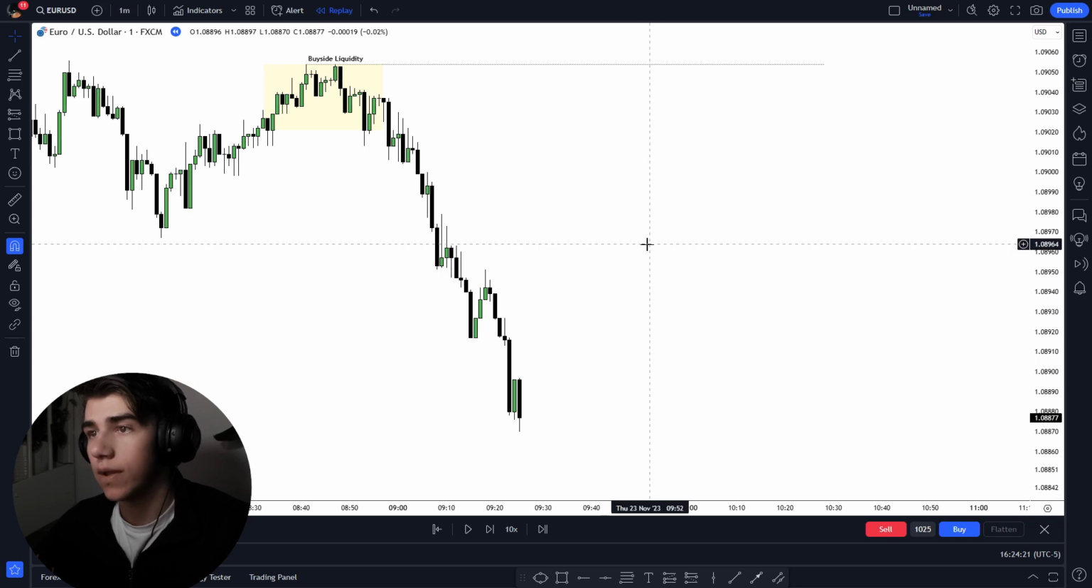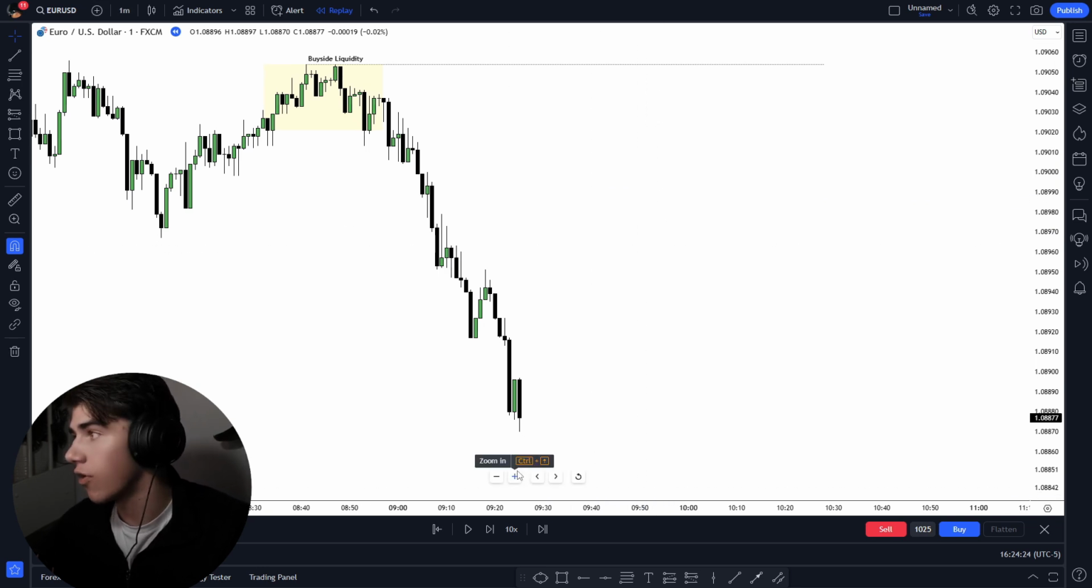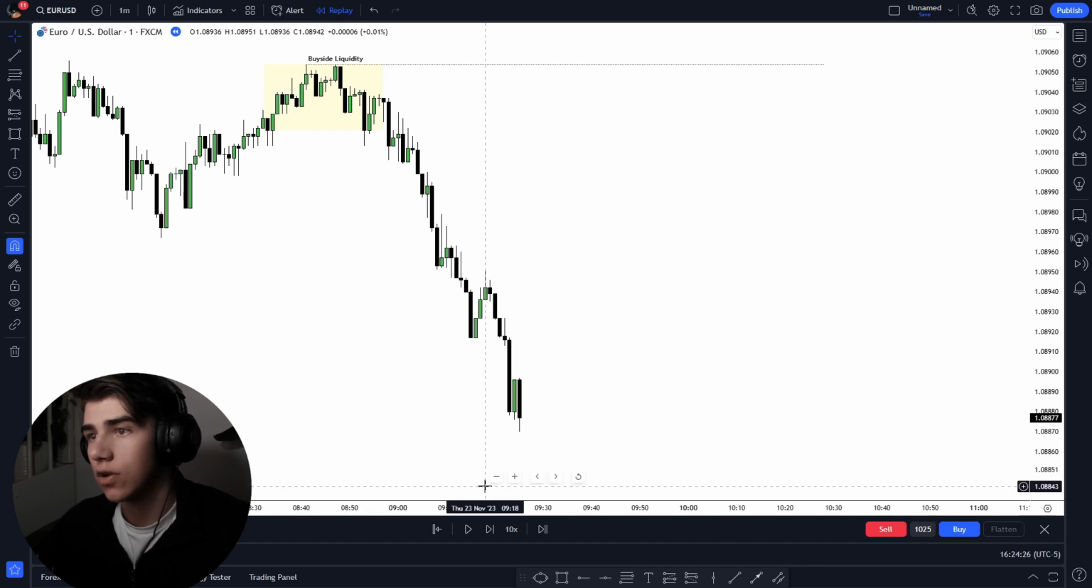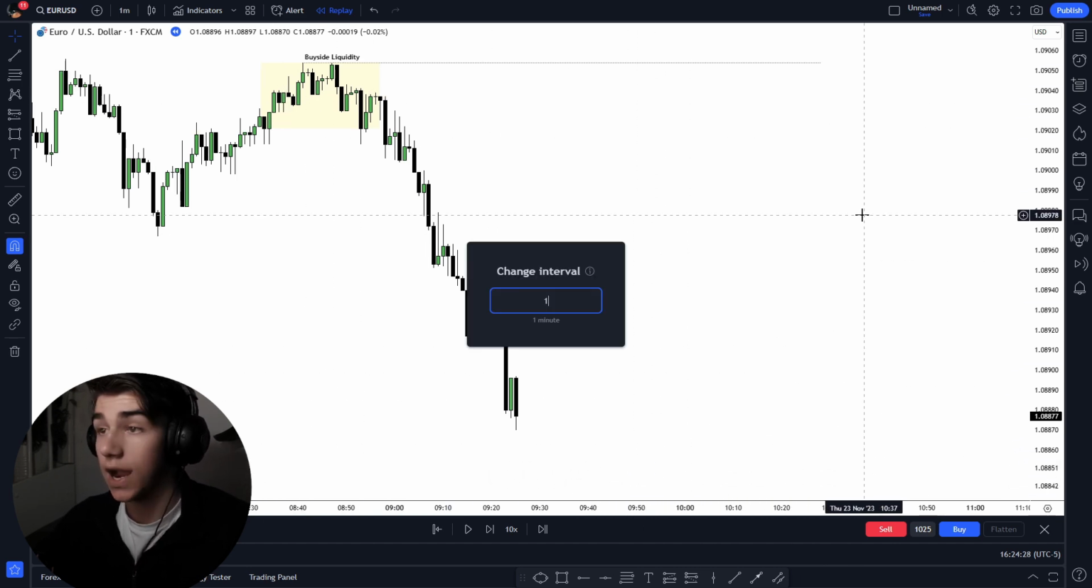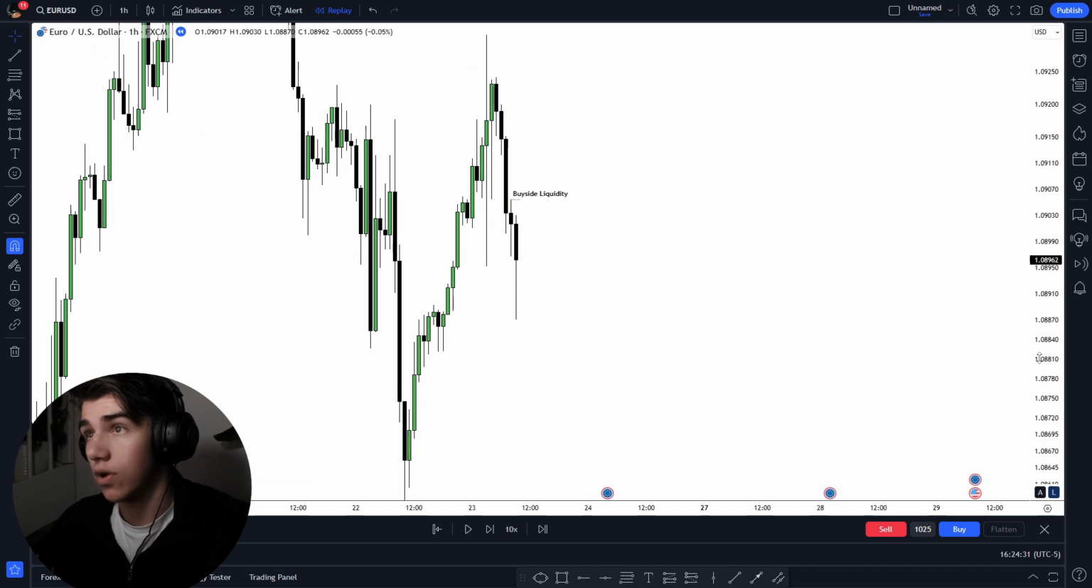This is the 1 minute time frame. But what do we need to confirm that we're now switching from the sell side curve into the buy side curve? A higher time frame PD array, right? So we start in the hourly.